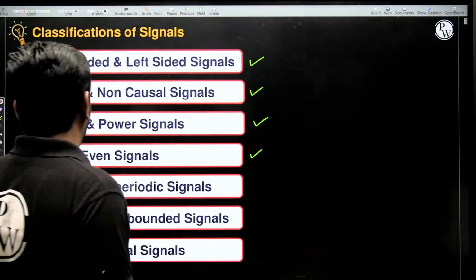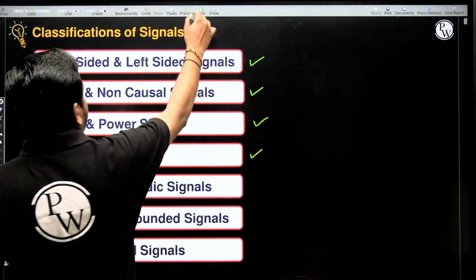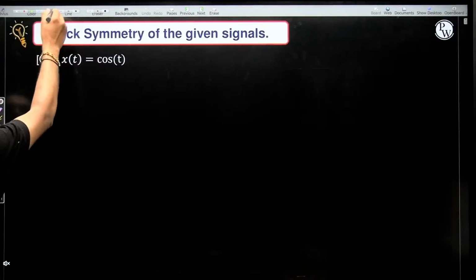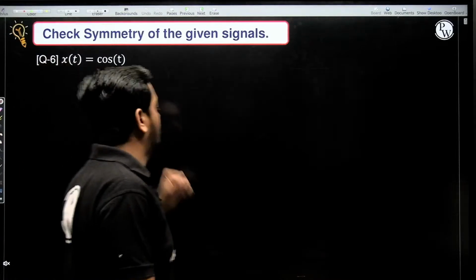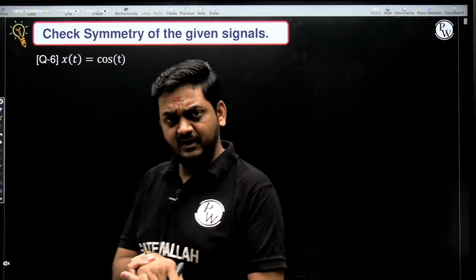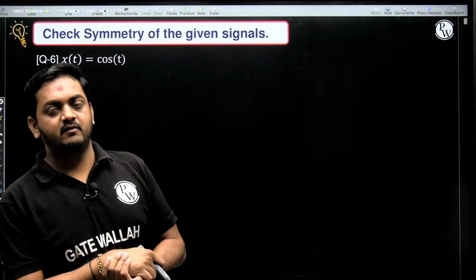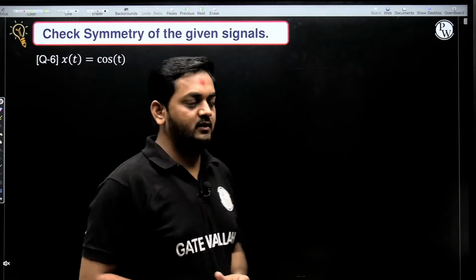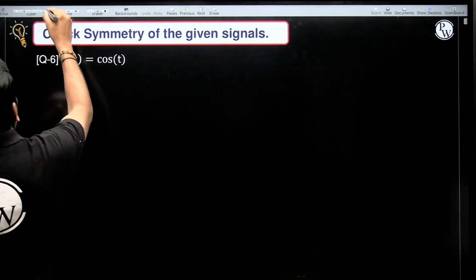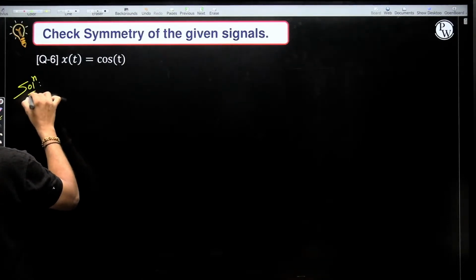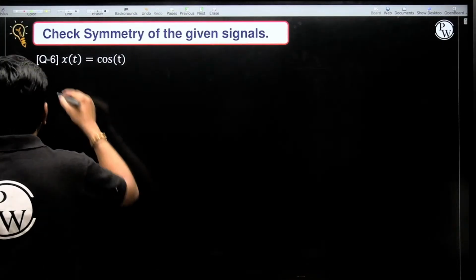Okay. So let us solve some more questions based on odd and even signals. Suppose this is given: check symmetry of the given signal cos t. So is the cos function even or odd? Graphically you can identify whether this is an odd or even signal, and mathematically also. Cos is an even signal.